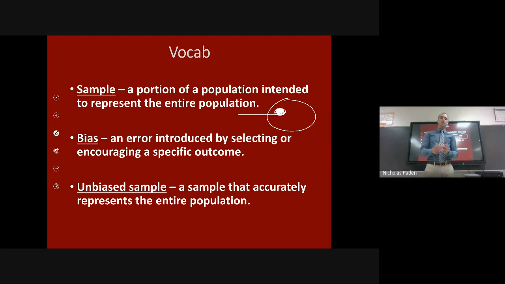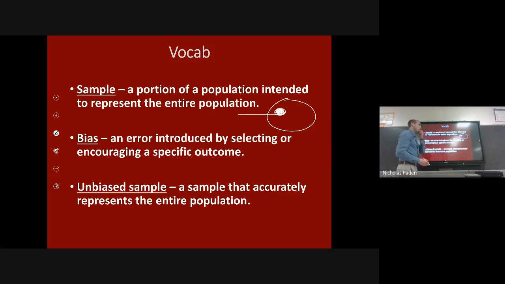And so the sample is a small portion, like the picture there, of the entire population, but it needs to represent the entire population. So sometimes when we take a sample of the population, there could be bias. And bias is an error. It's not good. We don't want bias. It's introduced by selecting or encouraging a specific outcome. And there's two different reasons we're going to talk about today why a sample would be biased. An unbiased sample is what we want. That's a sample that represents accurately the entire population.